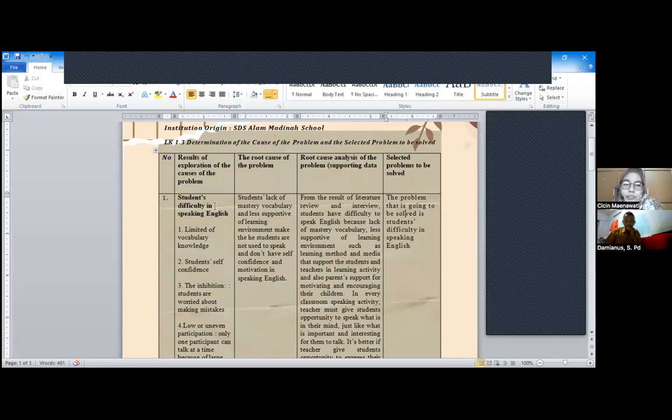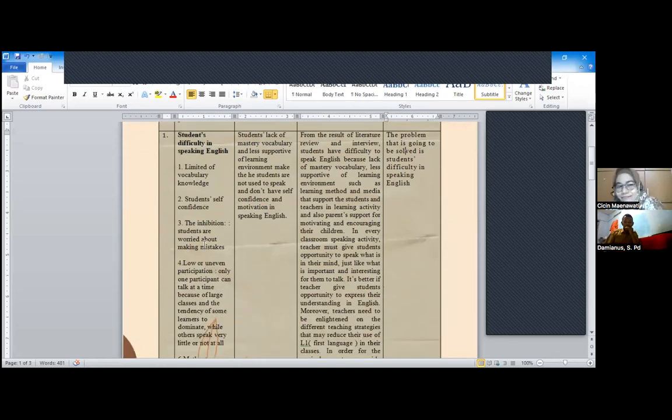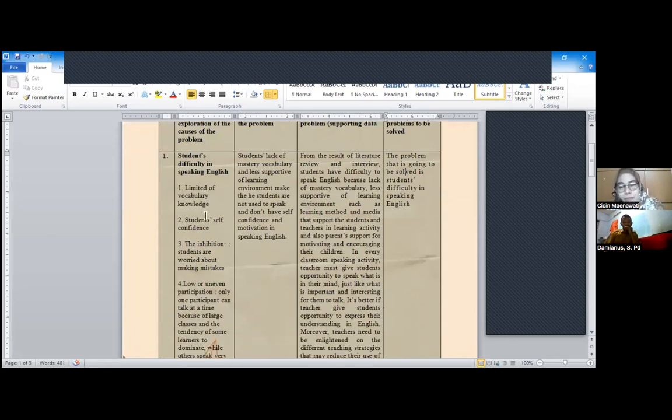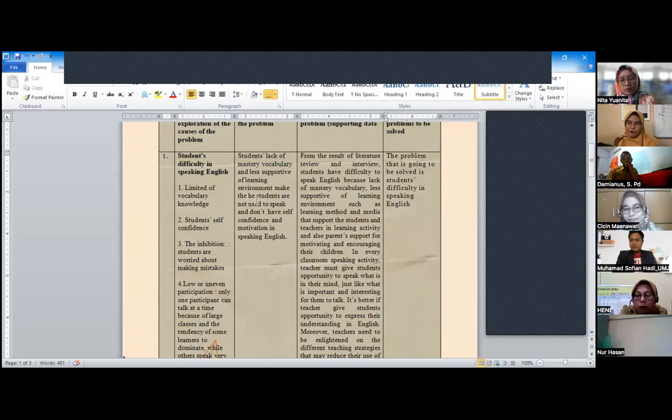Okay, I just put the result of the exploration of the cause of the problem. I'm not explaining here, but I just put the result. Oh, you just put the result. Okay, thank you. Based on the LK 1.2. Oh, based on 1.2. Okay. Okay, Mr. Damian, thank you for your question.